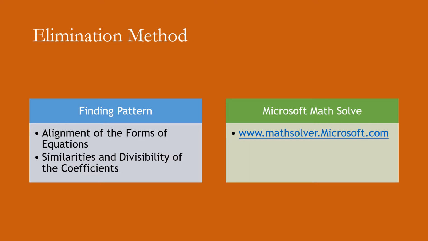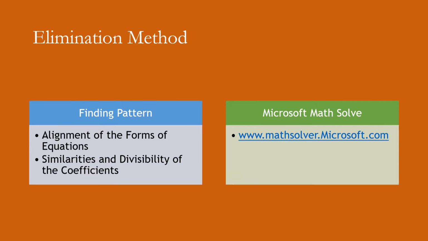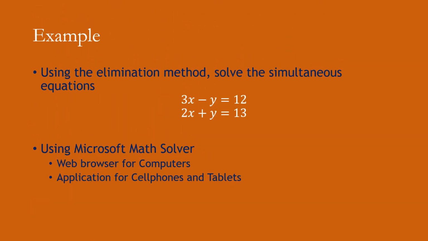Now in this video, we'll use Microsoft Math Solver. So you go to www.mathsolver.microsoft.com, and let's have this problem. Using the elimination method, solve the simultaneous equations 3x minus y is equal to 12 and 2x plus y is equal to 13. In this video, we're going to use two versions: a web browser for computers, and an application for cell phones and tablets.